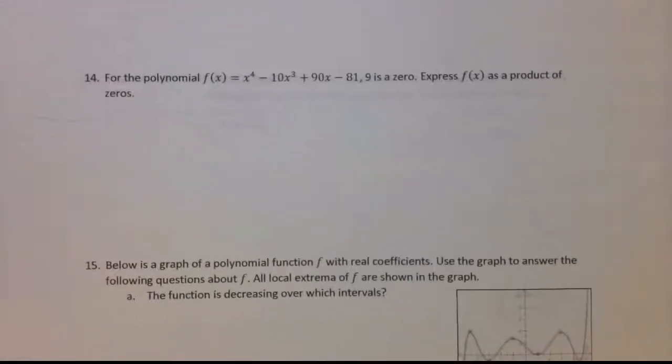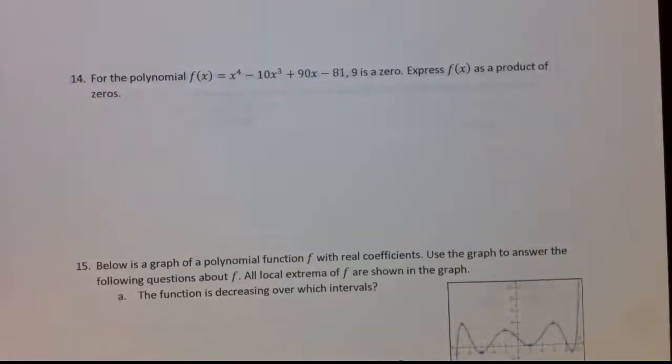This one gives me the polynomial, and it tells me one of my zeros is 9. It wants me to express it as a product of zeros. So what I need to do here is factor it some more. Since I already know one of my zeros, I'm going to use synthetic division here.